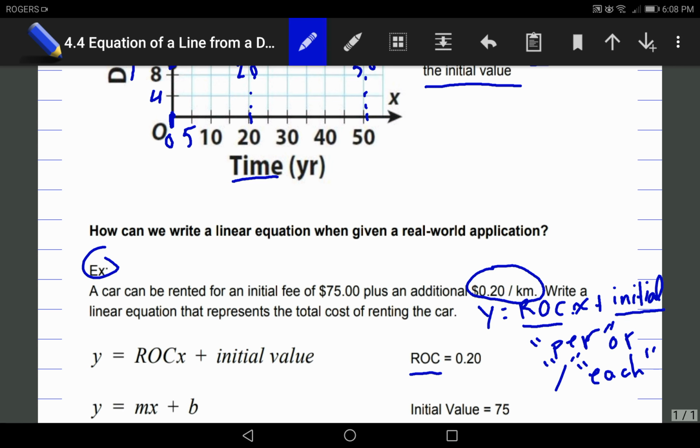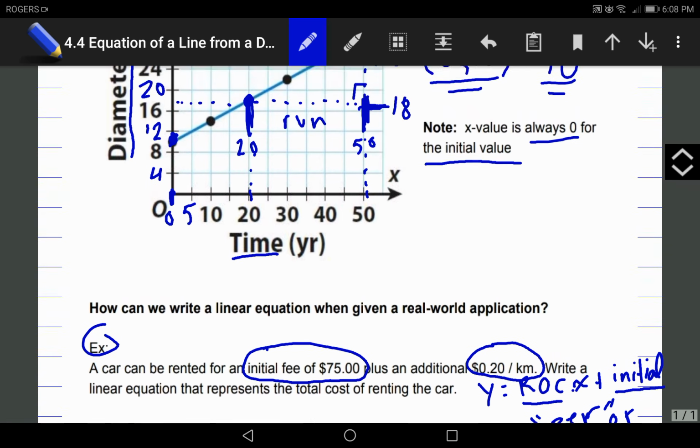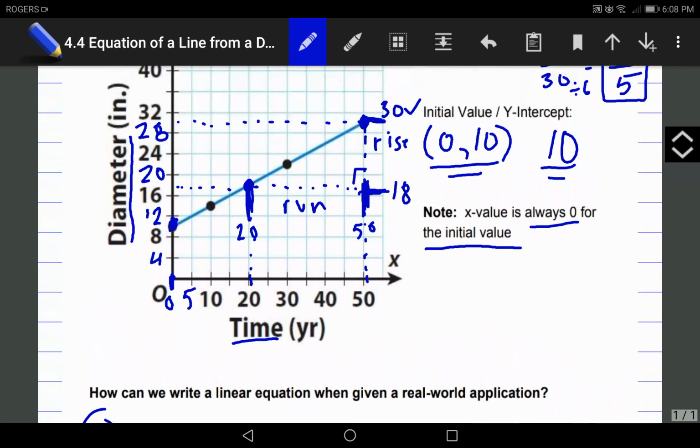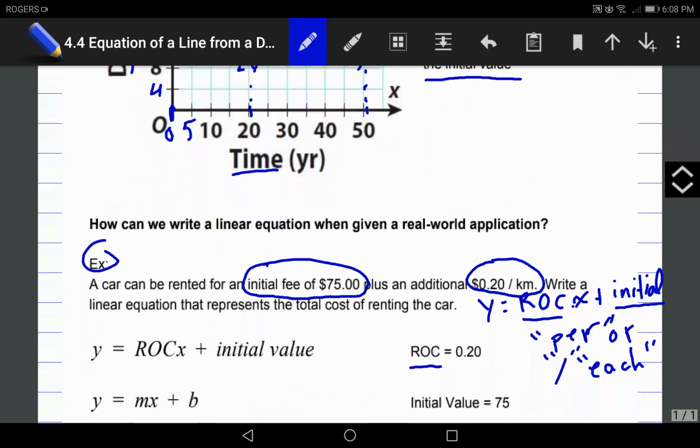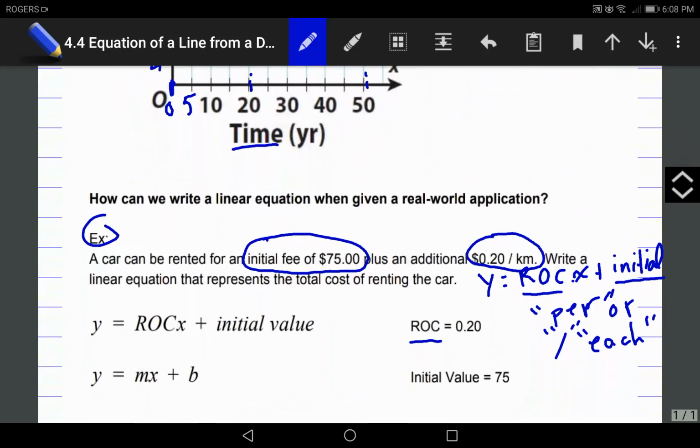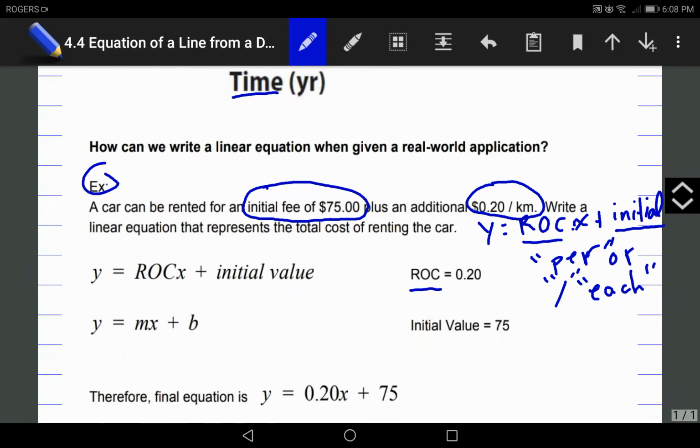So I can just write it as 0.20. I don't have to show the units there. Okay, and then of course your initial value. I mean, it actually says initial fee of $75. So of course my initial value will be 75. Okay, and what that means is that my graph is going to be starting on the y-axis here. It will be starting at 75. That's what that means. So as I write my equation, there it is. All I did was I took the 0.20 and I replaced rate of change with 0.20, and I took my initial value and I replaced it with 75, and I wrote out my equation.